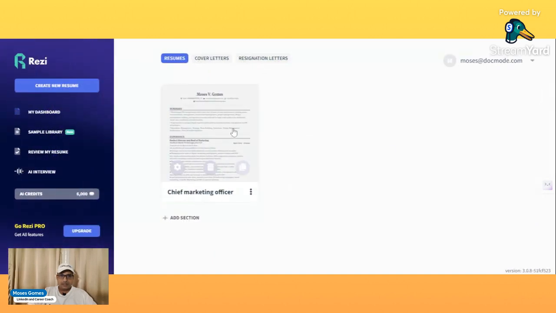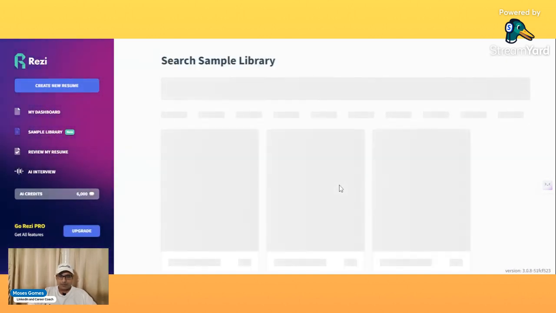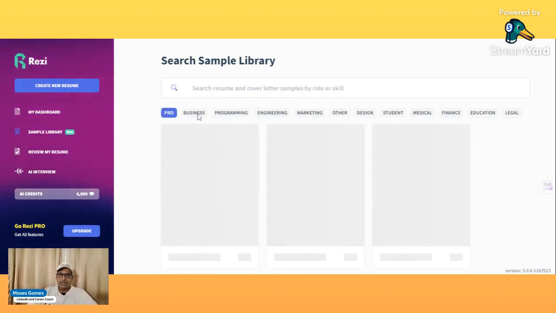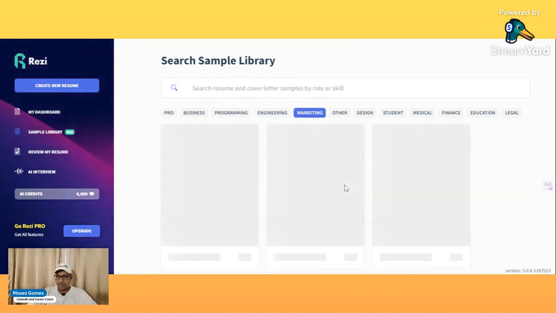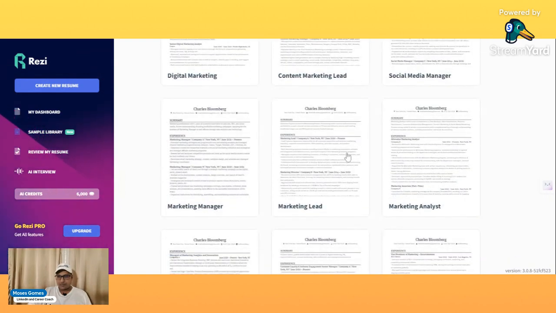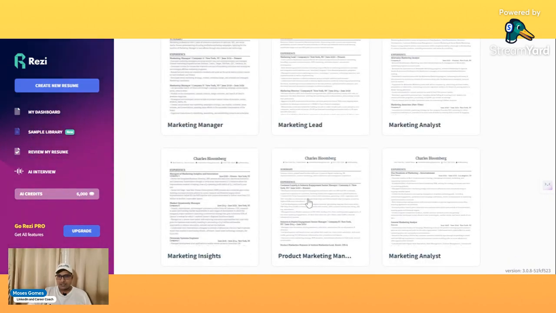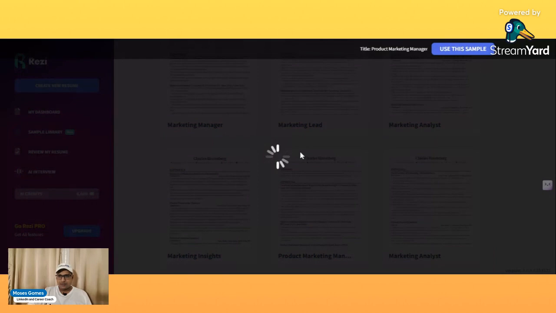Then I have a dashboard where all my resumes are there. Then sample library. Here you will find a lot of samples of different resumes. You can use any sample, like if it's business or programming, engineering, marketing. So marketing, this is what the resume is about. This is a sample resume, content marketing lead, marketing. So these are ready to use templates.